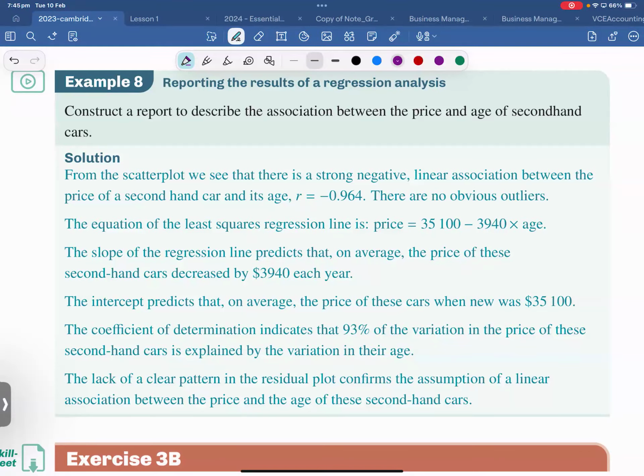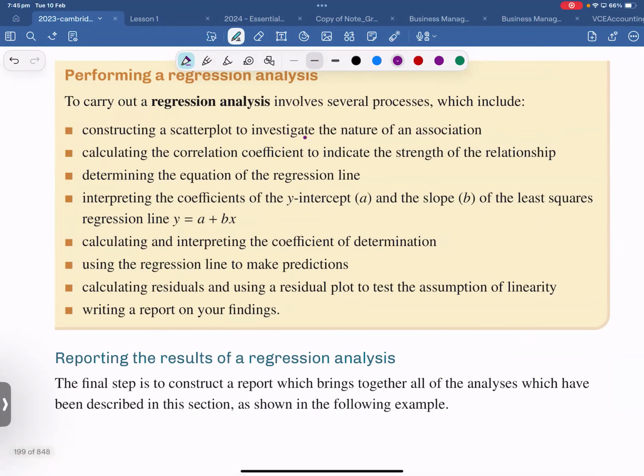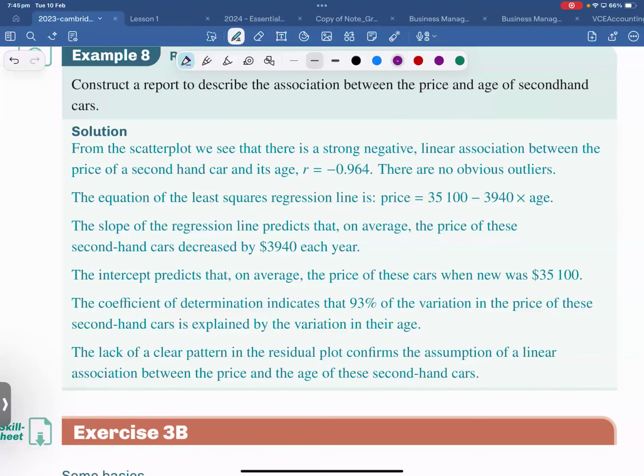Okay, shall I explain? Now, see the first one. We investigated the nature of an association, right? From the scatter plot, there is a strong negative linear association between the price and the age of the second-hand car, which is R, the correlation coefficient, negative 0.96. So it shows a strong negative relationship. Then the equation of this regression line is this one, and then the slope is 3940.